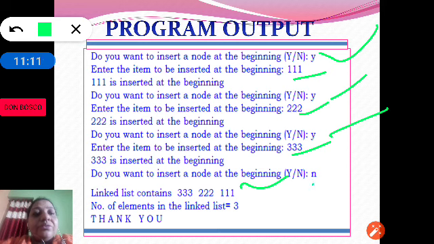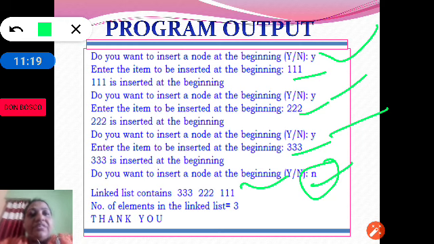And now, do you want to continue? Do you want to insert a node? The answer given is no. So control comes out of the loop and we are printing the contents of the list.